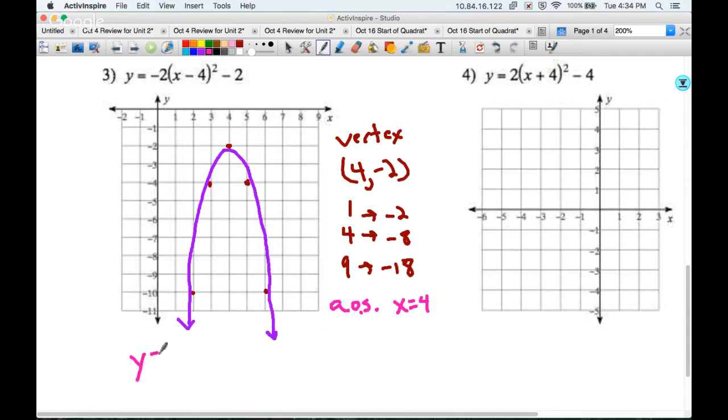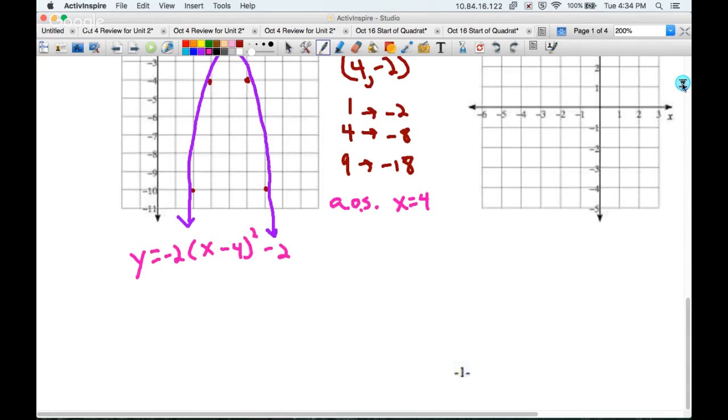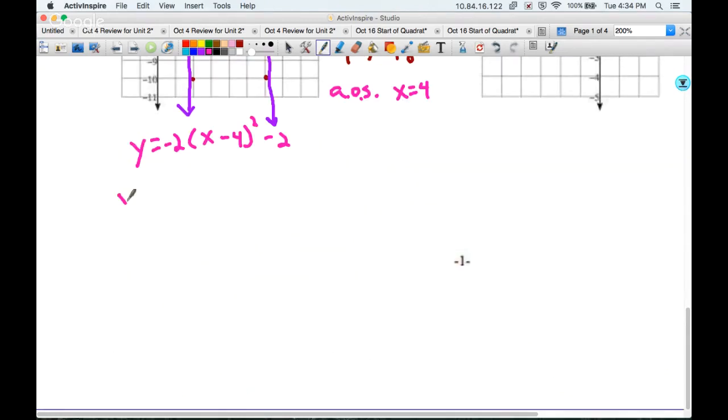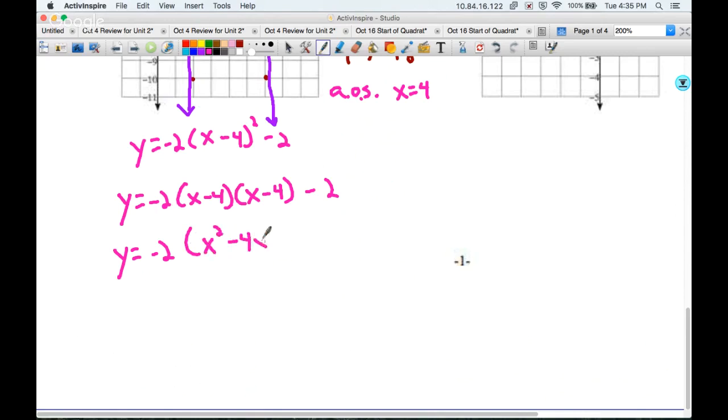Let's convert this to standard form. Show the work for that down here. So y equals negative 2, x minus 4, x minus 4, minus 2. We FOIL this. Our first terms make an x squared. Our outside terms get a minus 4x. Our inside terms get us a negative 4x, and our last terms get us a plus 16.